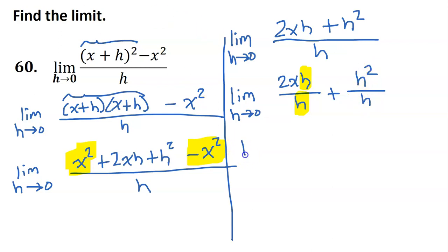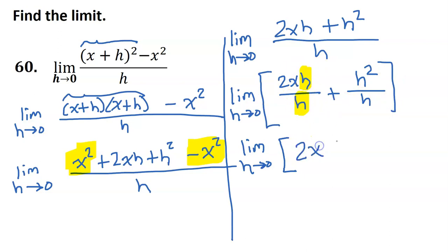So this is going to become the limit as h approaches 0 of, and I'm taking the limit of all of this, maybe I'll put it in a nice bracket to show that it's all together. Once these h's cancel out, I have 2x plus, and this term will become h. Now it's time to do our direct substitution, and I usually like to write down the word direct sub to show exactly what I'm doing.